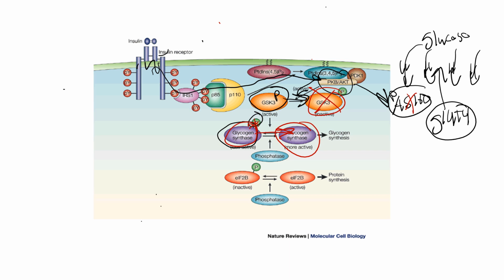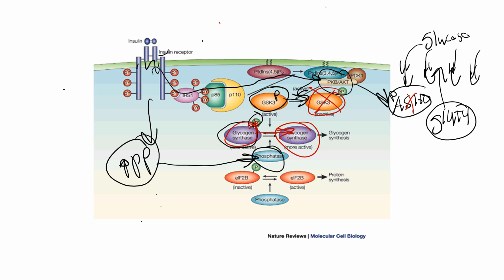So we have to finish this off. What also does binding of insulin to the insulin receptor do? It results in an increase in the amount of protein phosphatase inside of the cell, in this case inside of the skeletal muscle cell. If protein phosphatase activity is increased, what does protein phosphatase do? It dephosphorylates glycogen synthase, putting glycogen synthase into its active form.